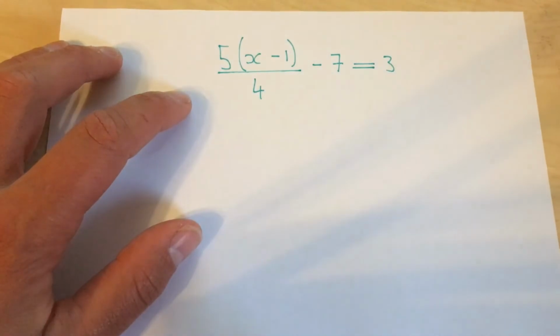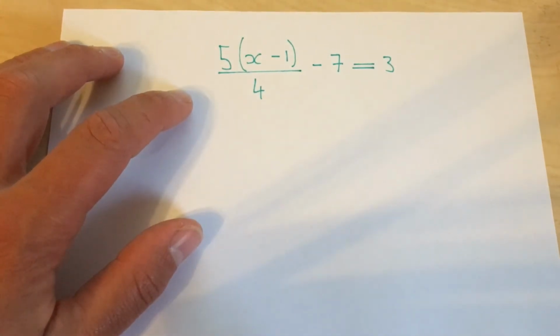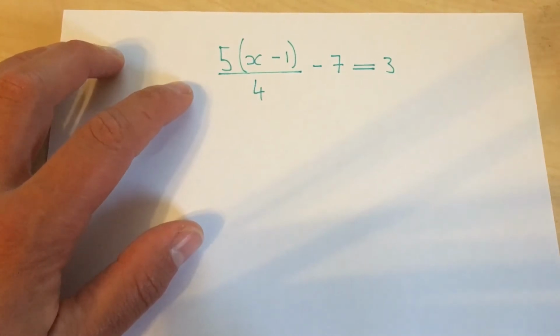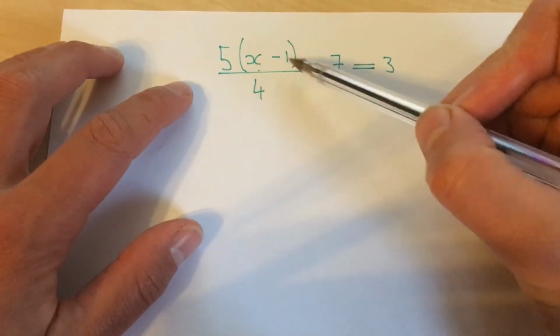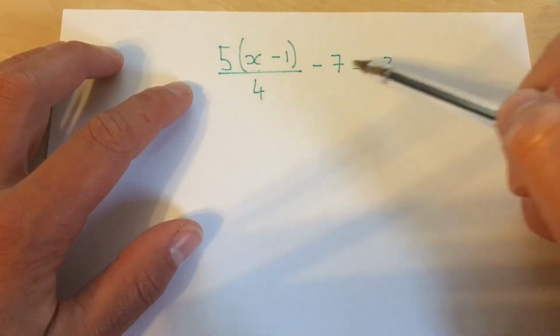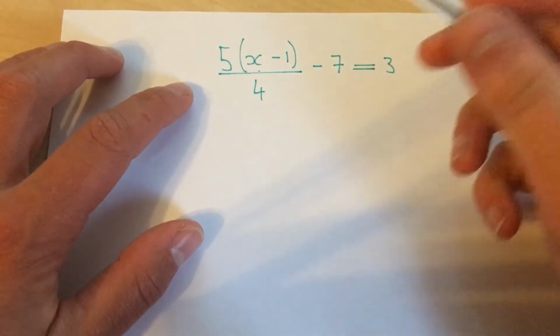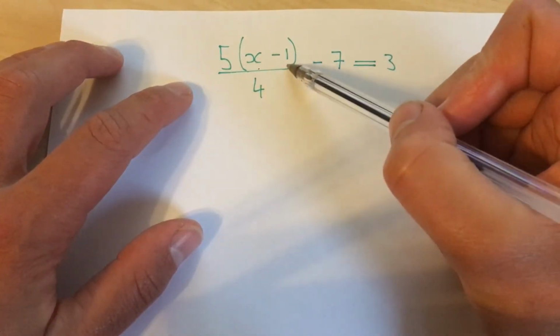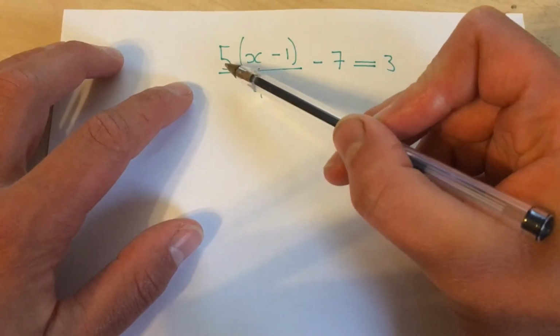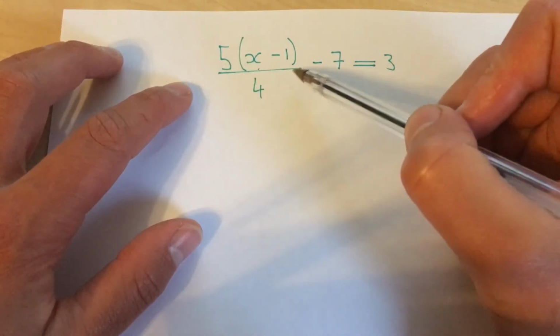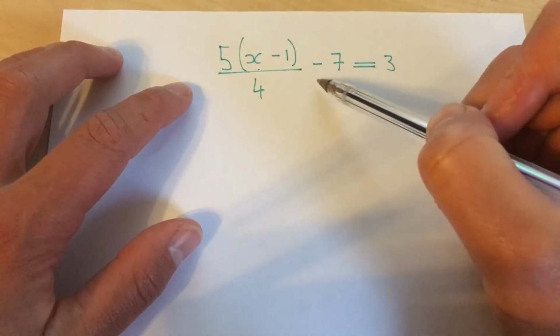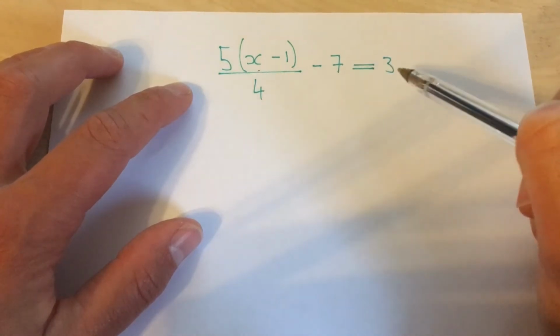Now that we're more familiar with equations that have fractions in, we can start to solve more complex ones like this. We start at the variable and we work our way outwards. So here we have x minus 1, then you multiply that by 5, then you divide it by 4, then you take away 7, and it equals 3.